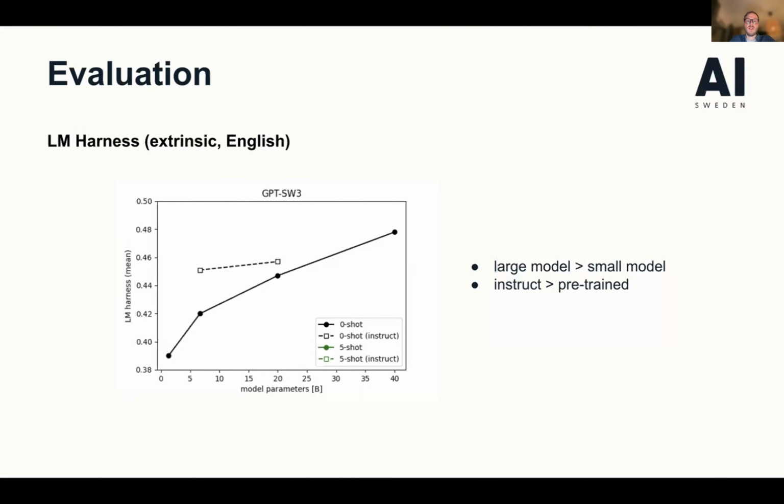Then we compare 0-shot to 5-shot. Here we see generally also that 5-shot, not surprisingly, is slightly better than 0-shot. There's one exception though, for the 40 billion model.